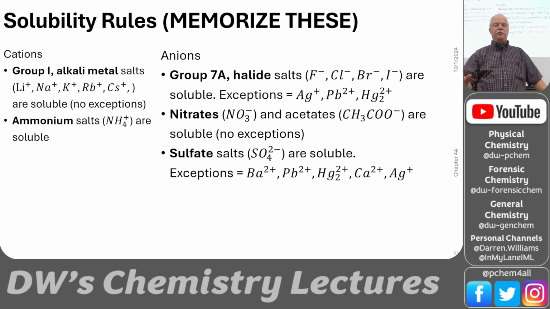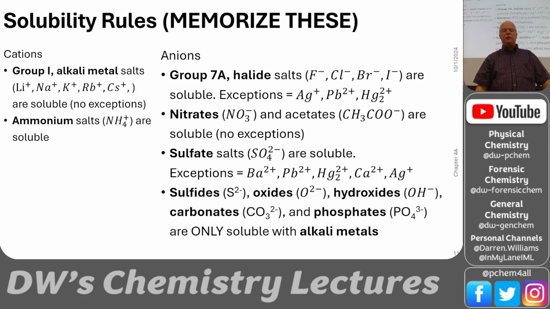Sulfates are soluble, but there's a few exceptions. Okay, barium, lead 2, mercury 1, calcium, and silver. And then the last one's the sulfides, oxides, hydroxides, carbonates, and phosphates. They're only soluble with the alkali metals. And so if you have iron phosphate, it's going to crash out. It's going to be precipitate. Iron hydroxide, aluminum hydroxide, all of those, if it's not an alkali metal, you can assume that it's going to be solid and not dissolve in water. It's not going to be aqueous.